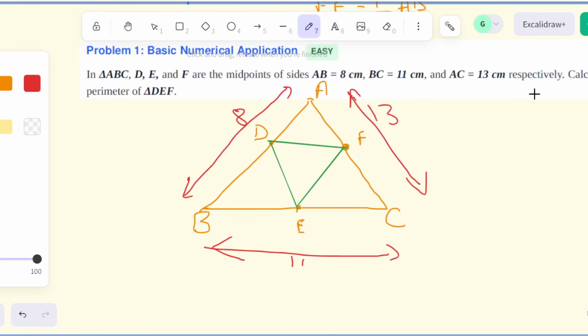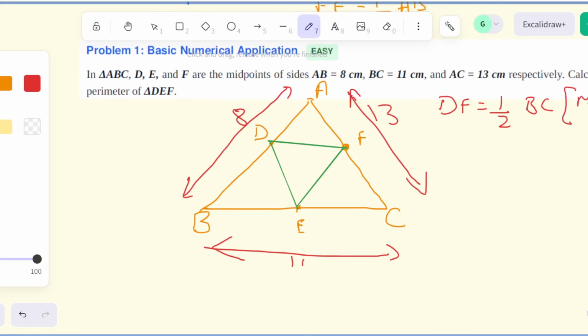Now, what are they saying? Find the perimeter of DEF. So for that, you need to find DE, DF and EF, right? Because D and F are the midpoints, DF will definitely be half of BC.